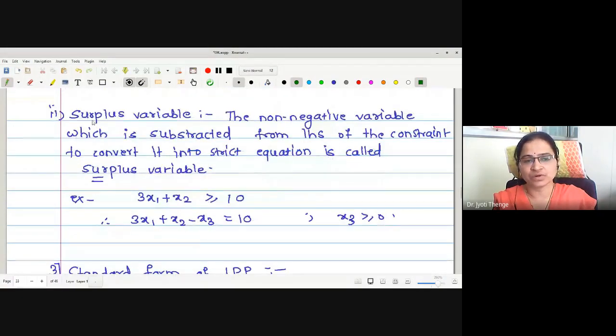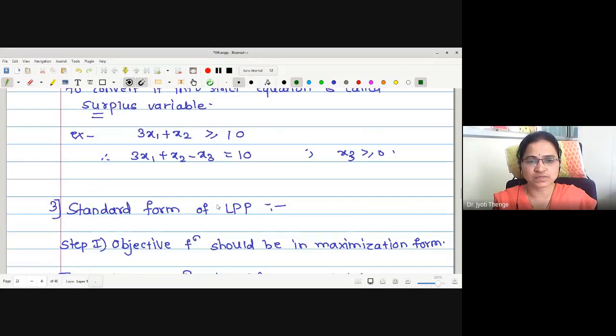Same thing we define for the surplus variable. Whenever we have an inequality of the type greater than or equal and we want to convert this inequality to strict equality, the value on the left hand side is somewhat greater, somewhat extra, somewhat surplus than the value on the right hand side. Therefore, just to remove that surplus value, we subtract a non-negative variable from the left hand side, and it is called a surplus variable.